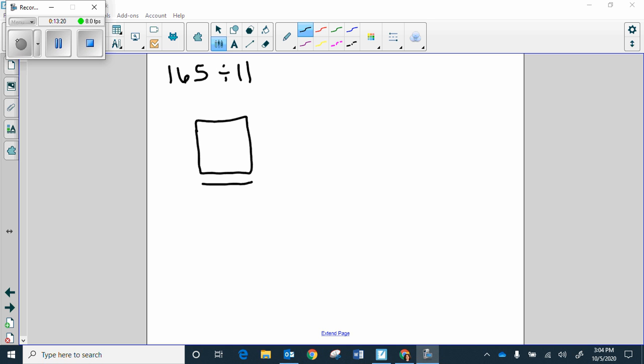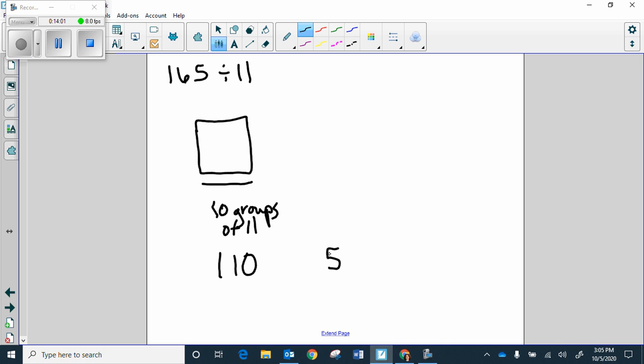I'm going to start modeling by using a flat. Remember, a flat is 10 groups of 10, but my divisor for this problem is 11. So I have to model 10 groups of 11. 10 groups of 11 is the same as 110. Then I'll count up from 110 by 10s to 160, keeping track on my fingers how many groups of 10. So 110, 120, 130, 140, 150, 160. That's 5 groups of 10.